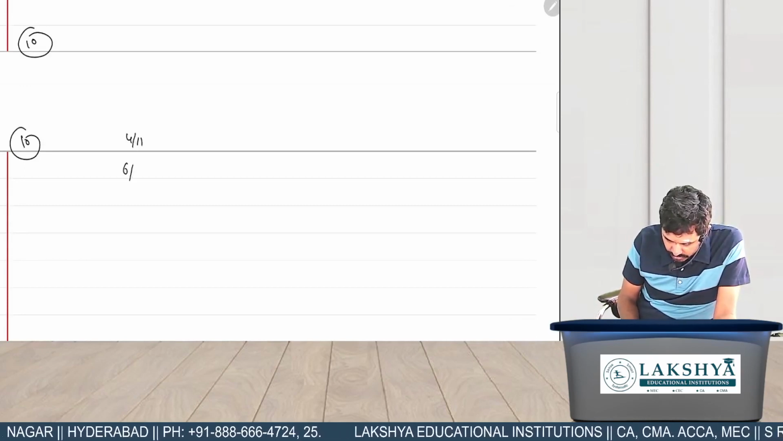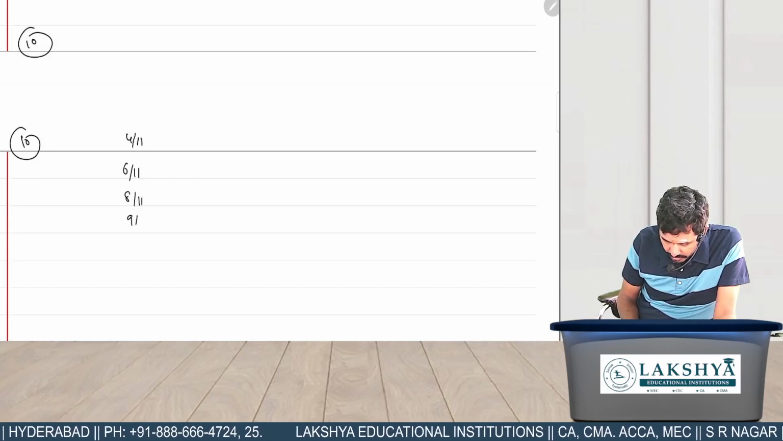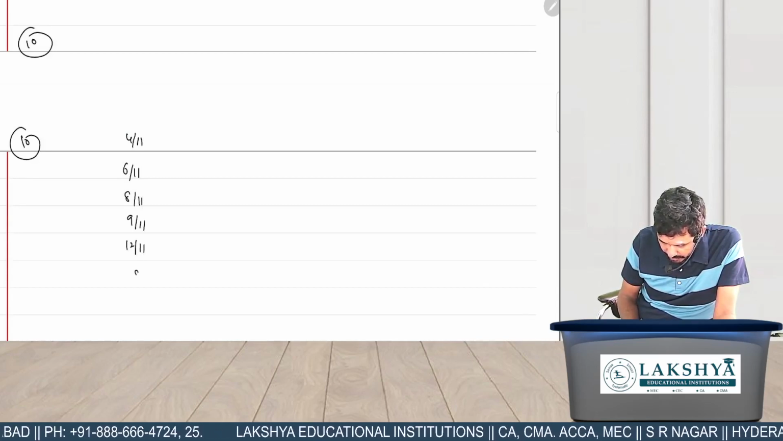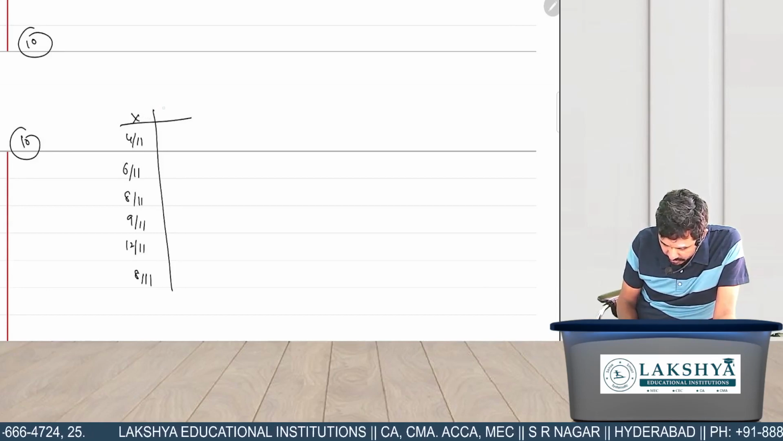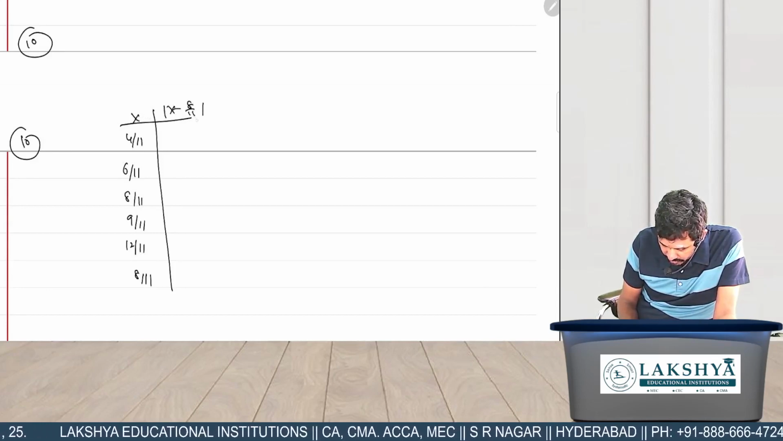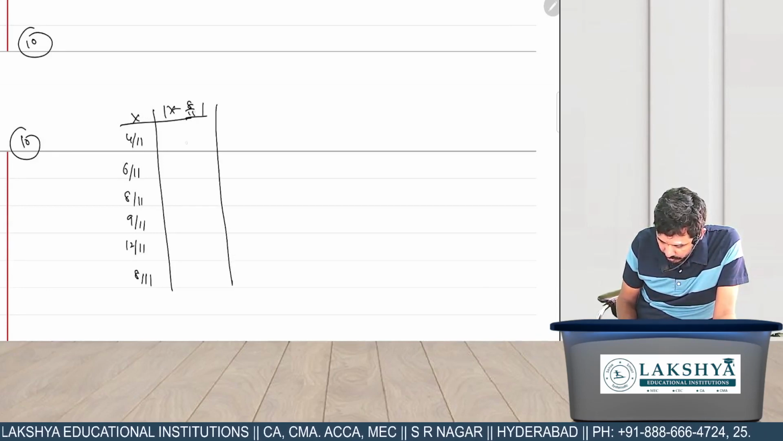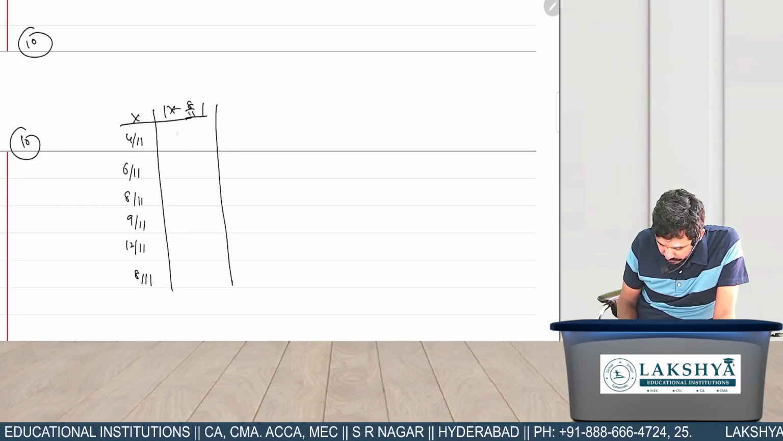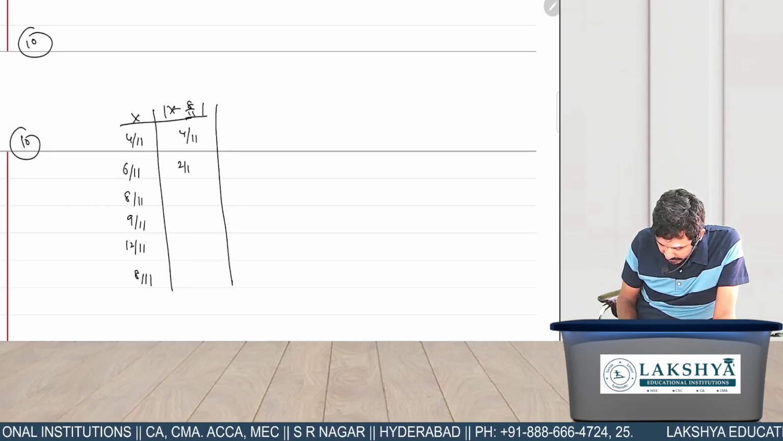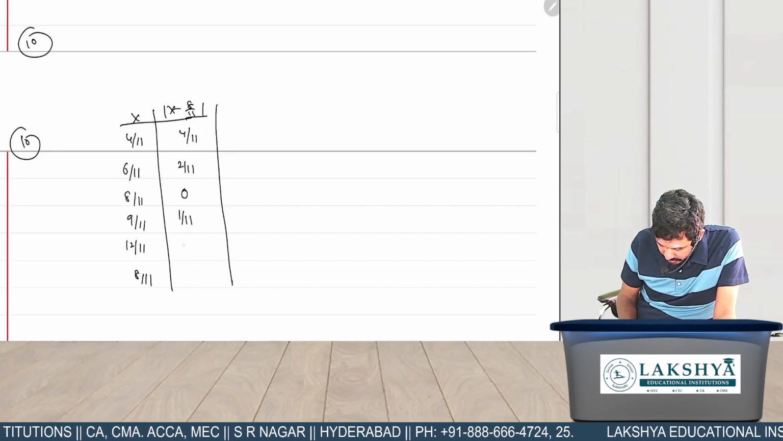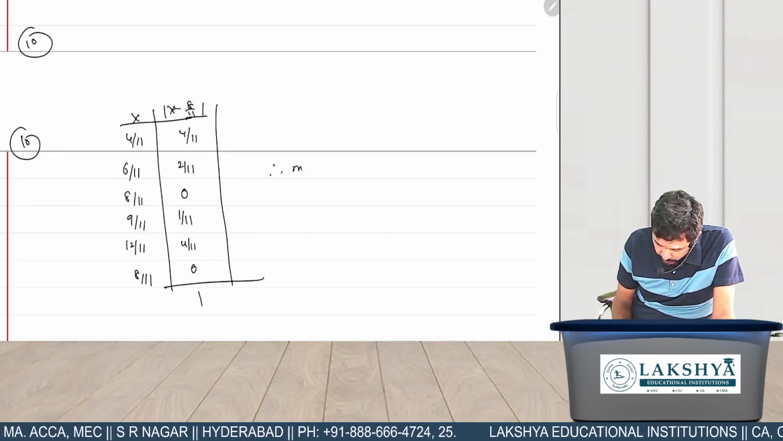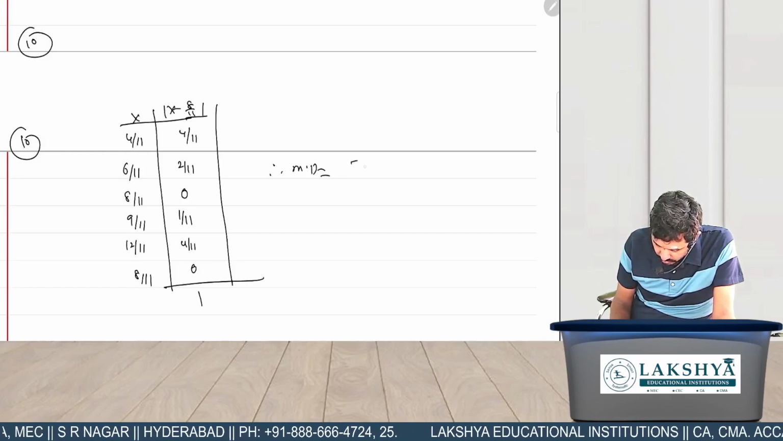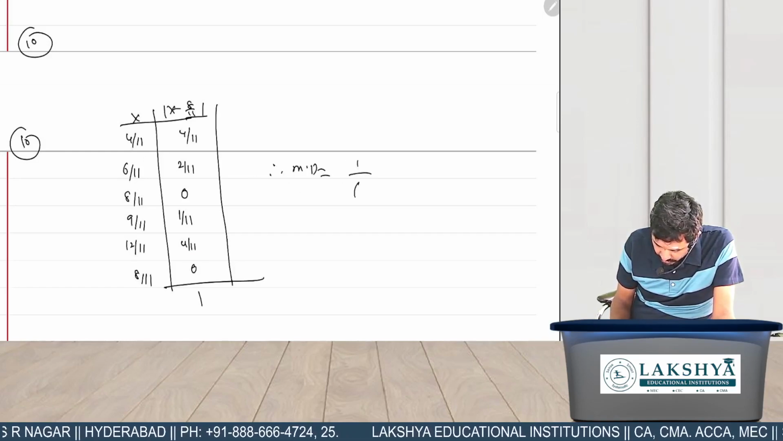Mean deviation about mode: 4 by 11, 6 by 11, 8 by 11, 9 by 11, 12 by 11, 8 by 11. What is the modal value for this data? Take the deviation from 8 by 11. 4 by 11 minus 8 by 11, 2 by 11, 0, 1 by 11, 4 by 11, 0. What is this total value? Therefore, mean deviation is equal to 1 by number of observations, 6.